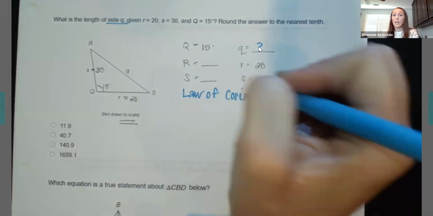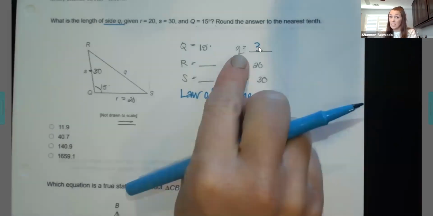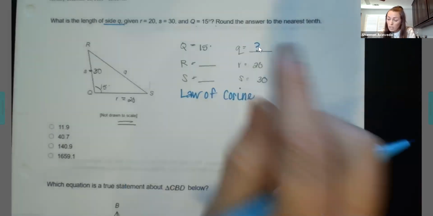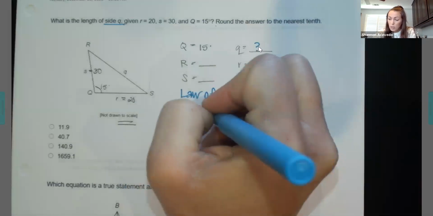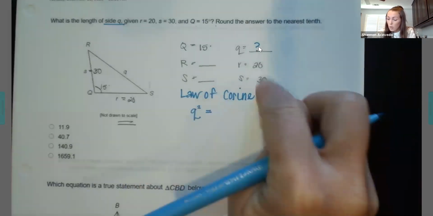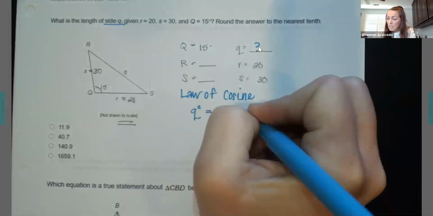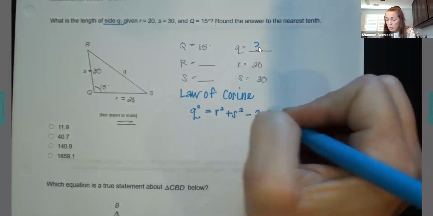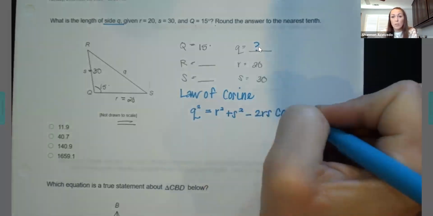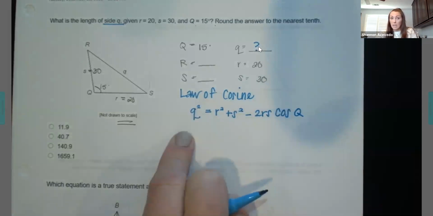Okay, so law of cosines, we could use it one way to find an angle or to find the side. So if I'm going to use it to find the side, because that's what I'm looking for, I would want to use the equation Q squared is equal to, I use the two sides that I know, so R squared plus S squared minus 2RS cosine of Q. So it's cosine of the angle that we're solving for the corresponding side.